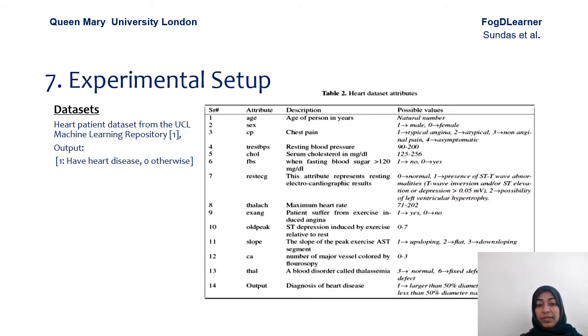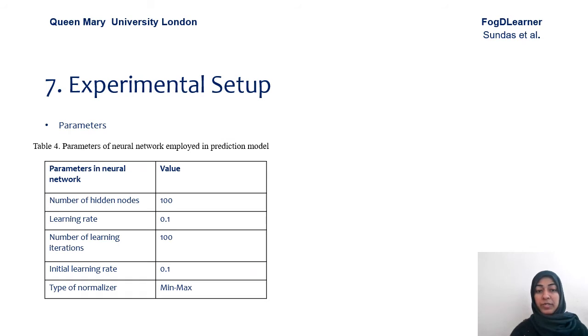Now I will discuss the experimental setup. The dataset we use to train our classifier is the heart patient dataset from the UCI machine learning repository, and the output indicators are 1 and 0. 1 shows have heart disease and 0 otherwise. Table 2 shows the attributes we have in our dataset. We use 14 attributes, and a description and possible values of these attributes are given in table 2. The parameters we employed for training our classifier are given in table 4. We have set the number of hidden nodes to 100, learning rate to 0.1, number of learning iterations to 100, and the normalizer we use is min-max normalizer.